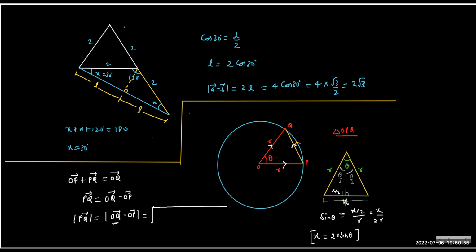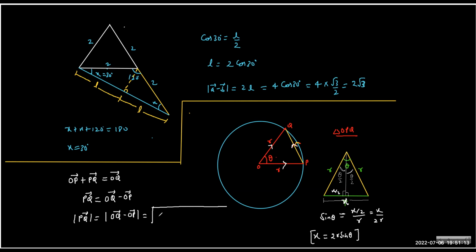What angle is known to us? Can you check the diagram? We know the angle between OP and OQ, correct. But what do we need here? OQ and minus OP. Understood? Which will be pi minus theta.